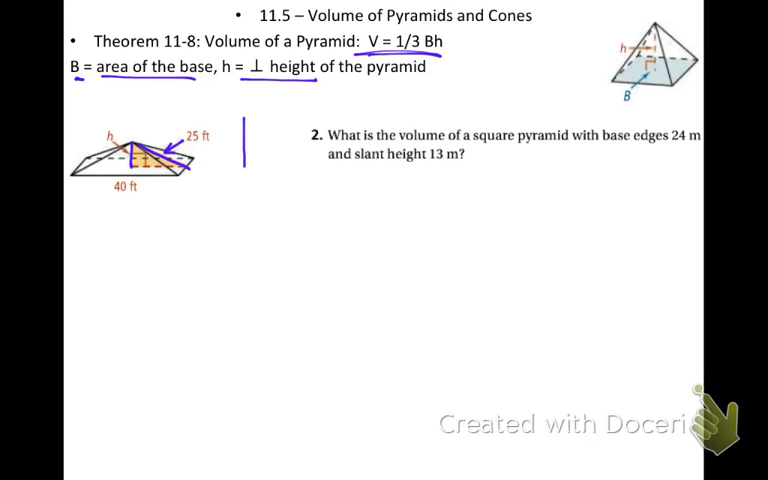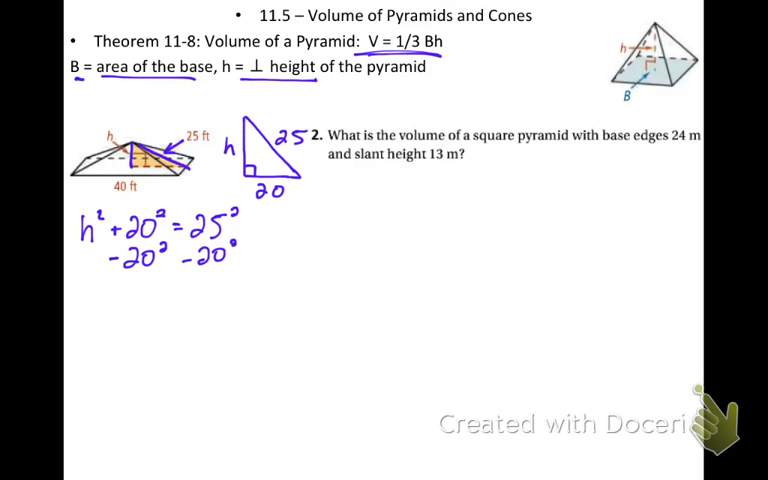So what we can do is draw our triangle. Again, it's a right triangle. 25 is our hypotenuse. My whole side length is 40, so this bottom is going to be 20. And then my vertical height is h. To find out what my perpendicular height is, I can do h squared plus 20 squared equals 25 squared. What I can do is subtract 20 squared from both sides. So I get h squared is equal to, I think it's 225. Take the square root of both sides, and so my height is equal to 15, and my units are feet.